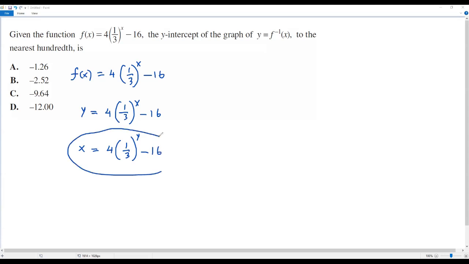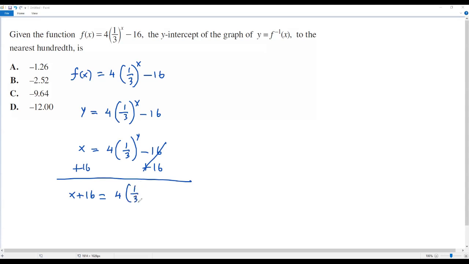Now in this equation, I have to solve for y in terms of x. For that, we have to isolate y. So let me add 16 to both sides to get rid of the negative 16 on the right side. Negative 16 and positive 16 cancel out. I get x plus 16 equals 4 times (1/3) to the y power. Now to get rid of the 4 multiplied over here, I divide both sides by 4, and this 4 cancels out. So I get (x plus 16) over 4 equals (1/3) to the power y.